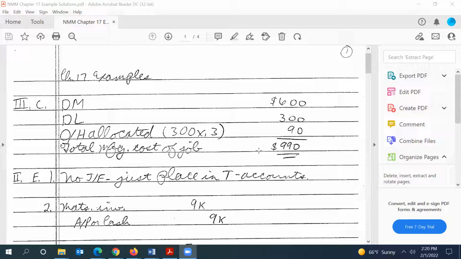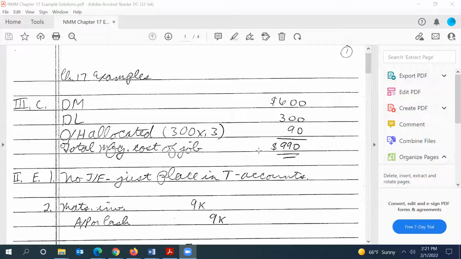So now, as you can imagine, as this job transfers from work in process inventory to finished goods inventory, work in process is going to go down by $990. Finished goods inventory is going to go up by $990. Then when we sell it, finished goods inventory will go down by $990 and cost of goods sold will go up by $990.